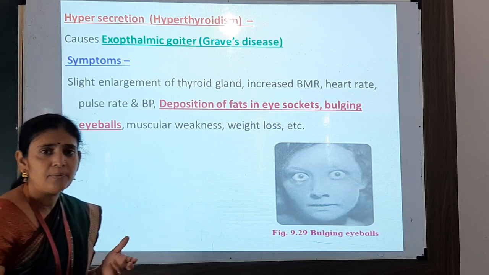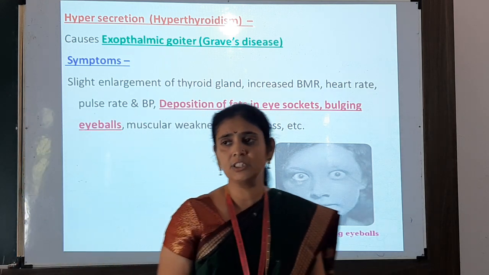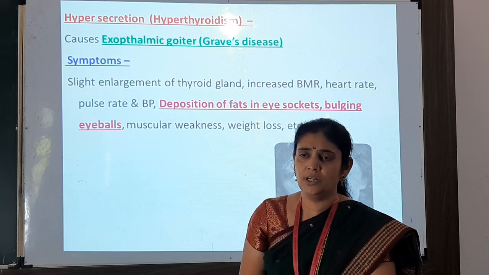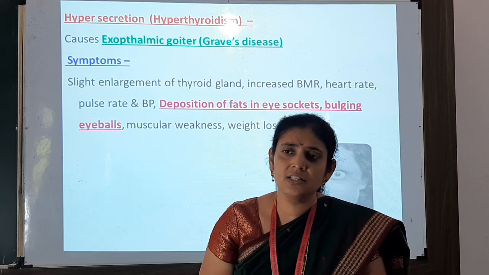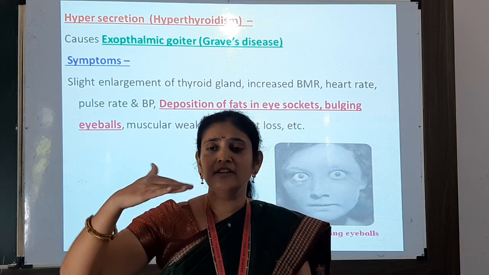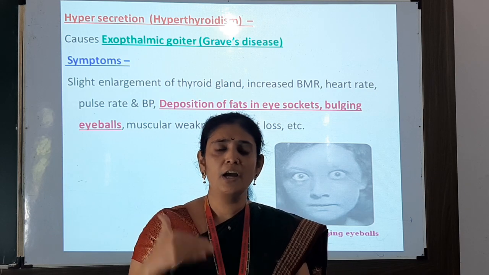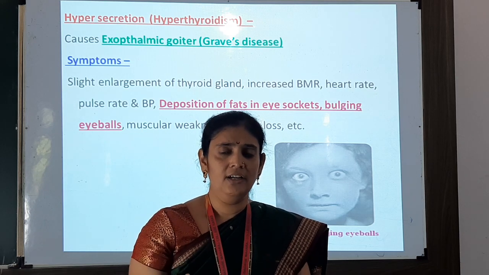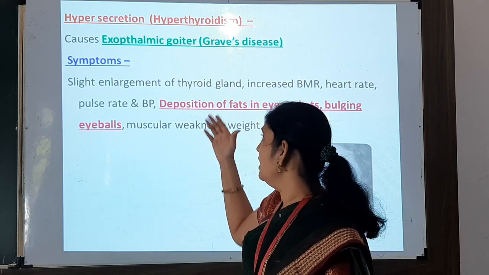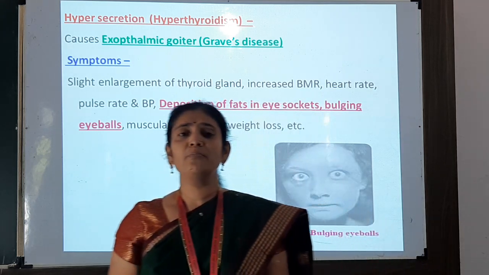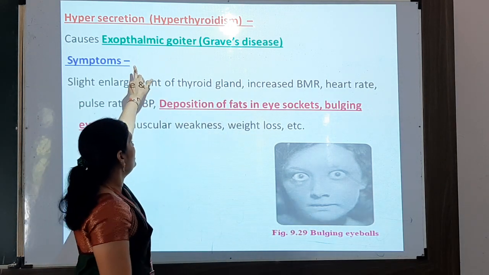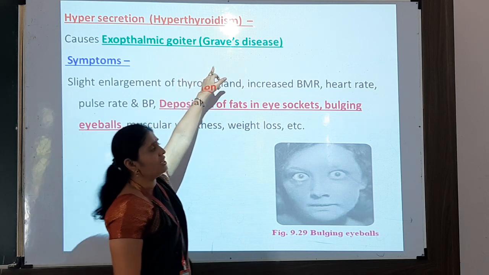Now we have to see different disorders of this thyroxine. Here hypersecretion, that is hyperthyroidism. If suppose some persons are showing hypersecretion of thyroxine in their body, then the normal level is exceeded, and what will be seen in them? That is called a disorder of hypersecretion. It causes exophthalmic goiter, which is also called Graves disease. You can see here exophthalmic goiter or Graves disease.